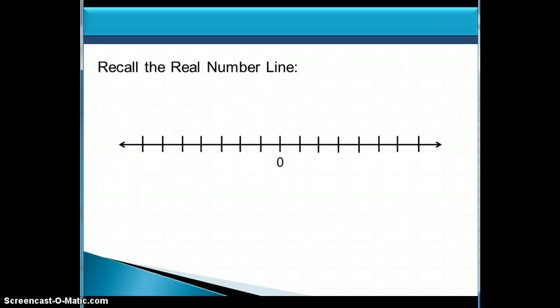So first, recall the real number line. On the real number line we have 0 in the center, and then to the right of 0 we have positive numbers, and to the left of 0 we have negative numbers.